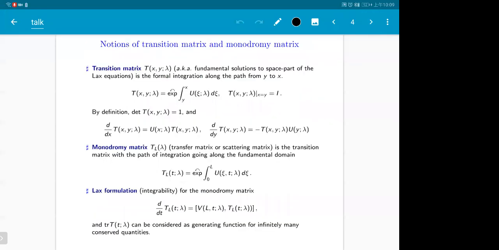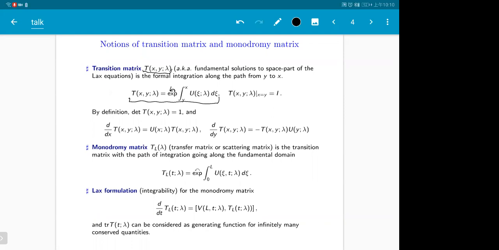When we have the Lax pair, we can think about how to solve the problem. The key notion is the so-called transition matrix or monodromy matrix. The transition matrix, which in ODE we call the fundamental solution, is the solution to the space part of the Lax equations. It's actually the formal integration along a path between 2 points on the axis. It's defined this way, and the order is actually an ordered exponential.